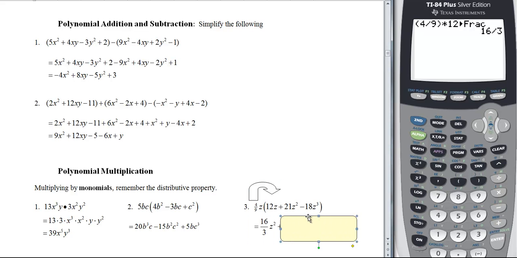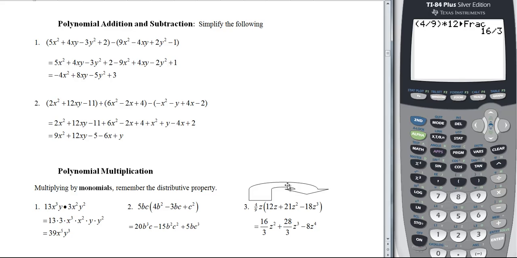Okay. Let me elongate my arrow, go to the next term. So 4/9 times 21. Let's see, you do it in your calculator. Let me see if I can do it. 3, 7, 28 thirds. So it'd be a plus 28 thirds z to the third. Okay, now you try the last one. 4/9 z times a negative 18z to the third. Pause me so you can go ahead and finish it. That should give you a negative 8z to the fourth.